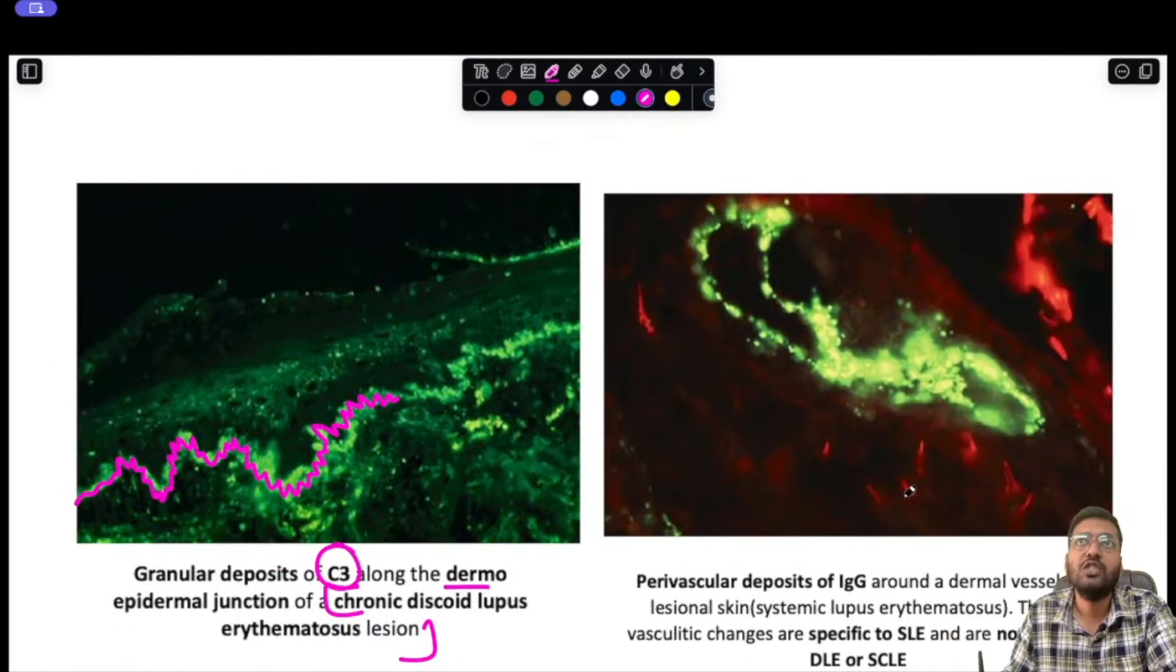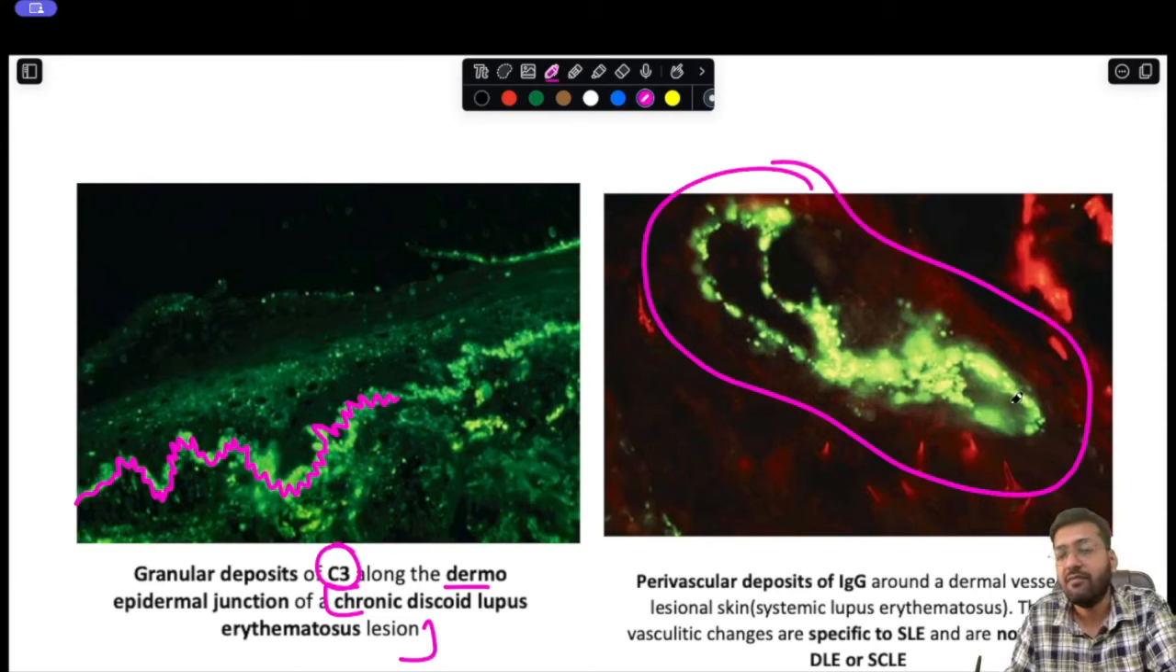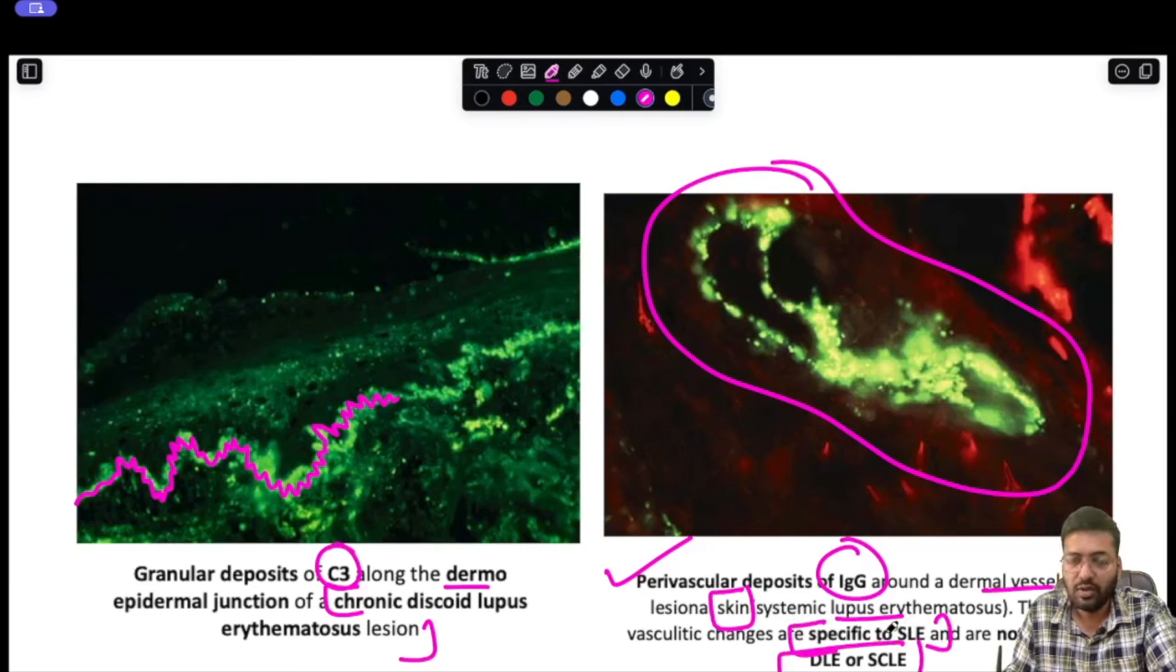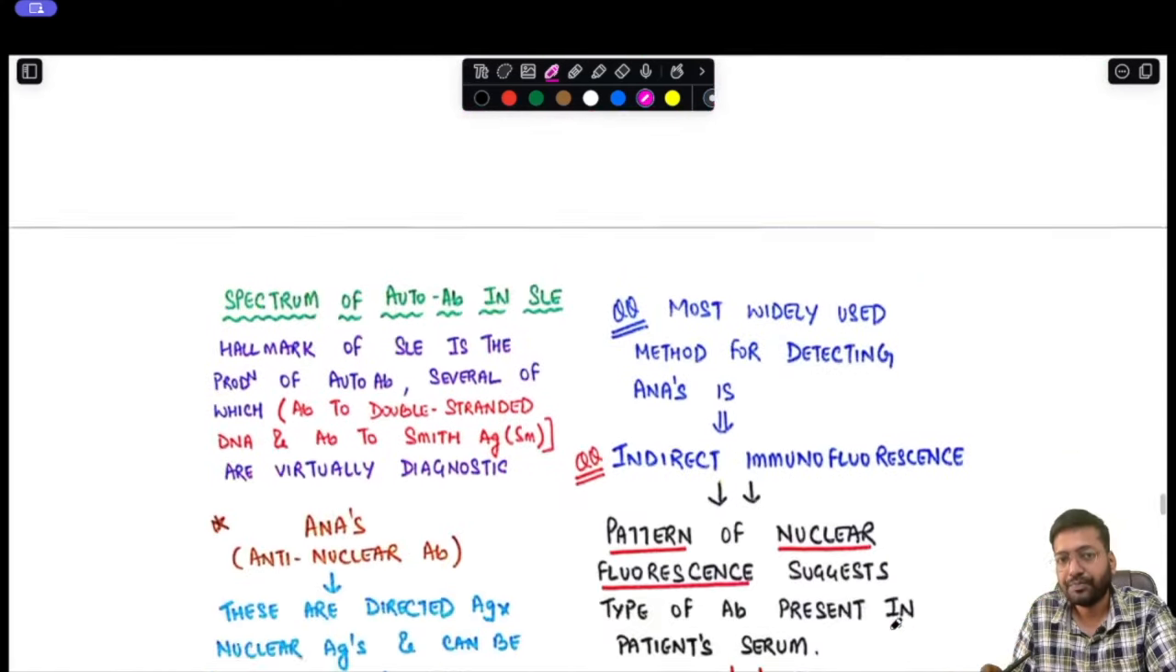Now how do you differentiate SLE from DLE and SCLE? In case of SLE, you will see immune complex deposition around the vessels. So immune complex mediated vasculitis is there in SLE. These are perivascular deposits of IgG around the dermal vessels in lesional skin of SLE. These vasculitic changes are specific for SLE and they are not seen in DLE or SCLE. Okay, so this is about cutaneous lupus erythematosus.